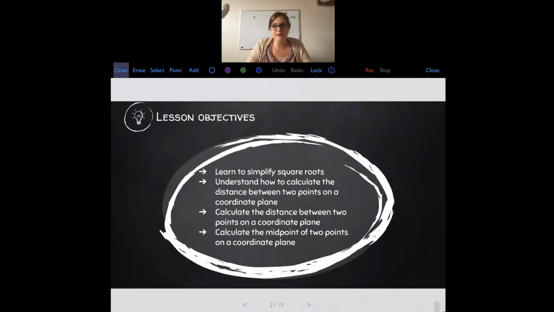So as I mentioned, we're going to talk about distance and midpoint formula, but before we do that, we have to take a side detour to learn to simplify square roots. And then we're going to understand how to calculate the distance between 2 points on a coordinate plane, and we'll also learn how to calculate the midpoint of 2 points on a coordinate plane. Okay, so to start off, square roots.